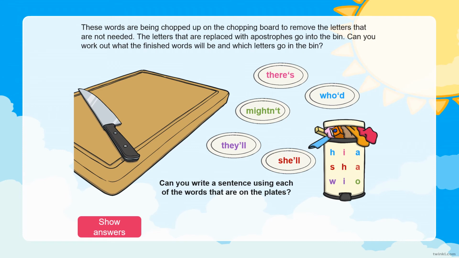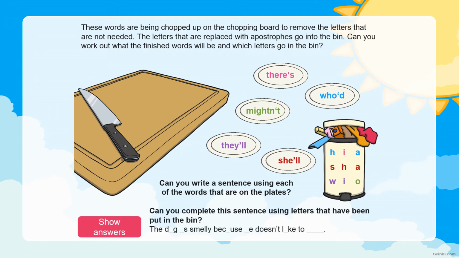Okay, there you go. So in the bin is all of the letters that have been taken out. So there is becomes theirs. We took out the letter I there. Who had becomes who'd. So H and A have been taken out there. Might not becomes mightn't. So the O gets replaced with an apostrophe. They will becomes they'll. So W and I get replaced with an apostrophe.